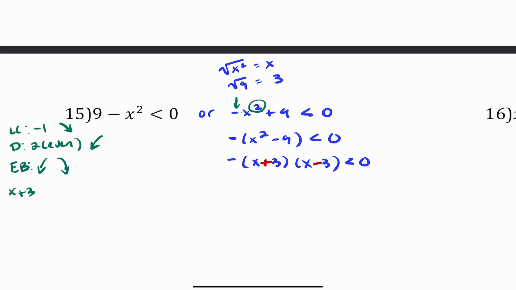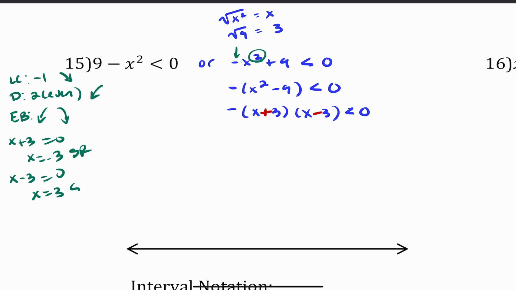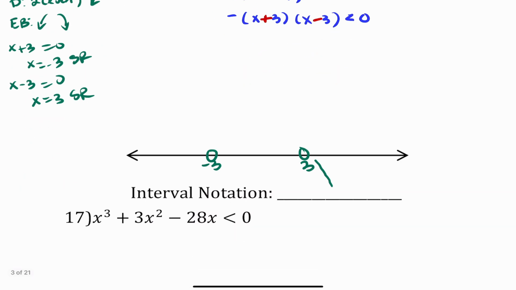So x plus 3 equals 0, x equals -3. x minus 3 equals 0, x equals +3. And both of these are single roots. So -3 and 3, open dot, open dot. I'm starting from the bottom, and then I'm crossing each time.